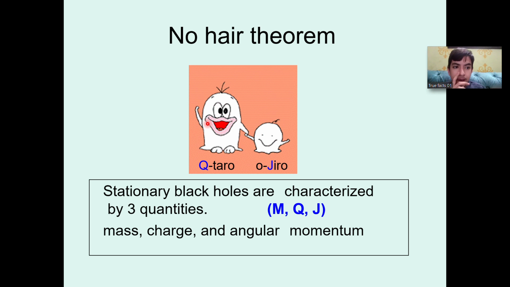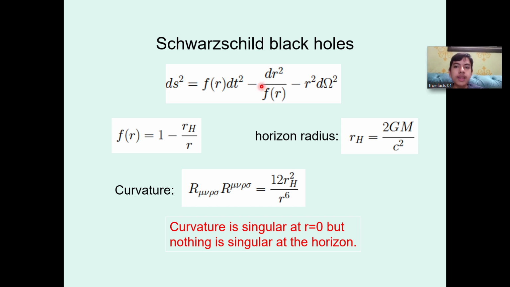The no-hair theorem. Before continuing with it, you need to understand Q and J. Stationary black holes are characterized by three major quantities: mass M, Q for charge, and J for angular momentum. Then we have the Schwarzschild black holes. Schwarzschild provides a horizon radius, and this is an equation.